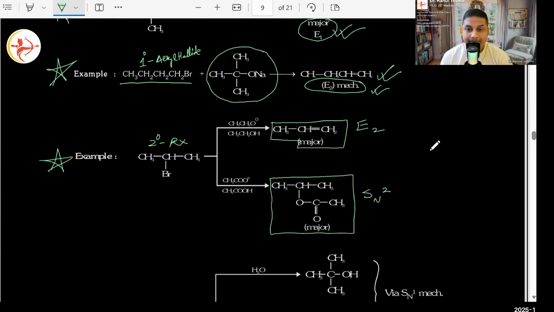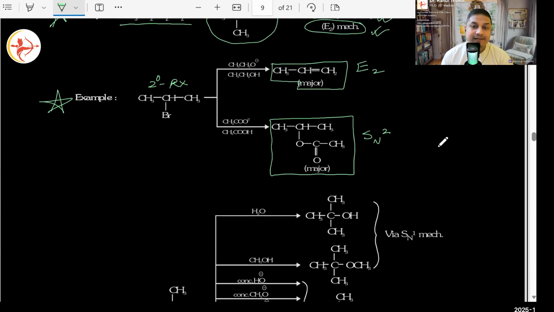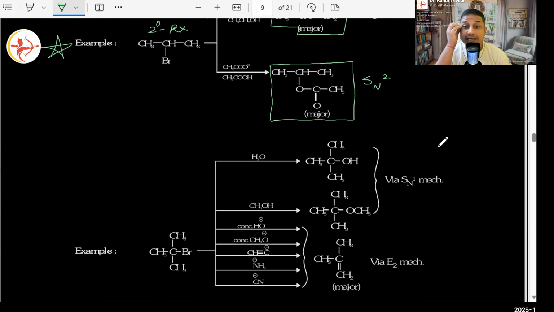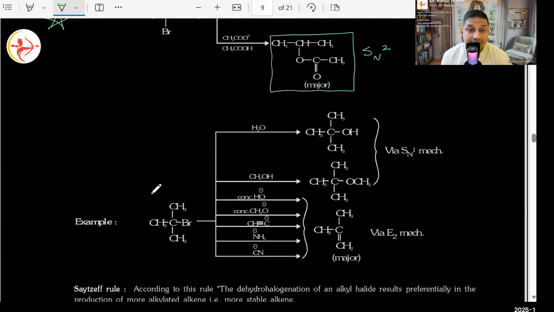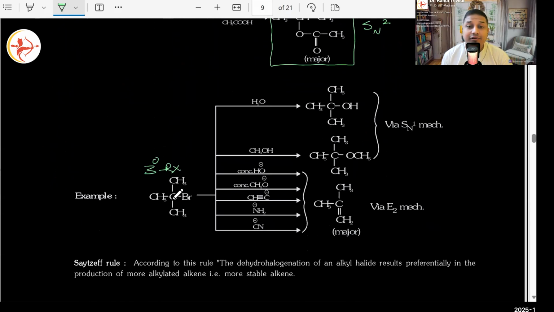Okay. Yes. Let's see now the case of 3-degree alkyl halide. If you have a 3-degree alkyl halide as here, and if we are treating it, let's say, with a weak nucleophile, weaker base, now whose chances will be there? Either SN1 or E1. But since this is a 3-degree alkyl halide, now you tell me what will happen. SN1 will happen or E1 will happen?